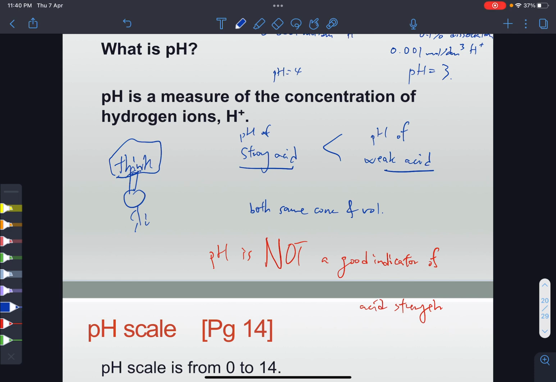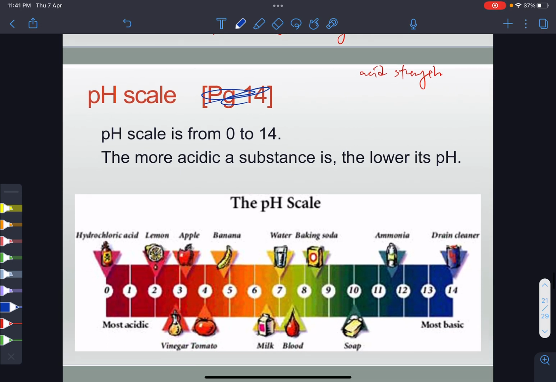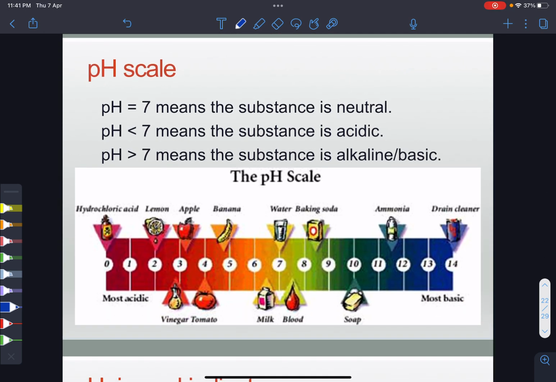Alright, moving on. Ignore all these page things. So the pH scale is something you are very familiar with, more or less. It's just a scale. Do you memorize this scale? Not really. So how do you read the scale? Basically anything that's 7 is neutral, more than 7 is alkaline, less than 7 is acidic.